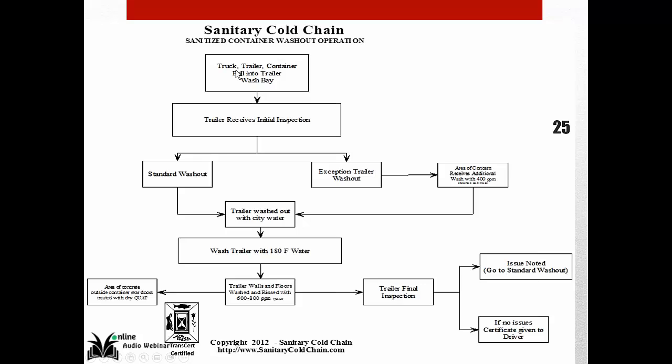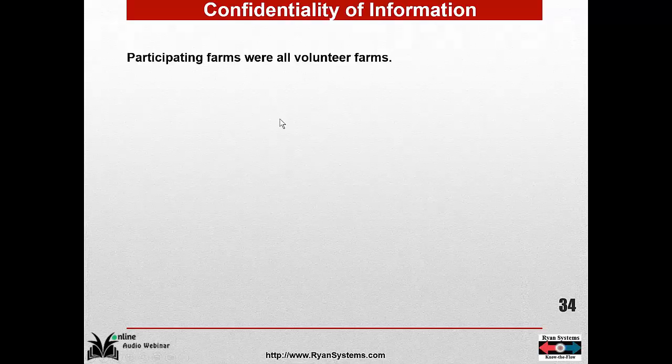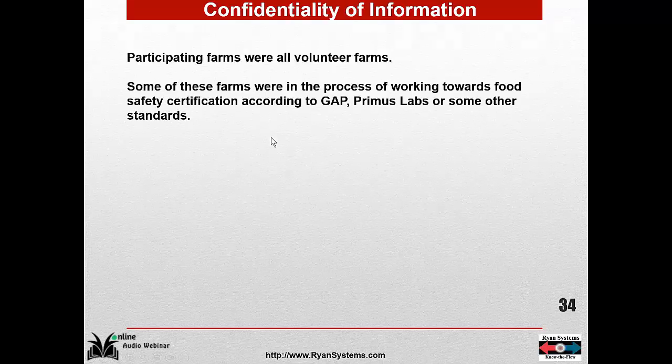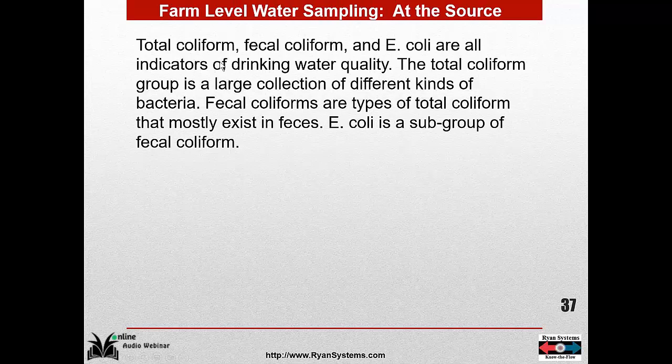This is just a quick process that we use. A truck comes into a washer bay, it gets an initial inspection. All the farms we used, 10 of them, were voluntary, and they were either working in or had their food safety certification, GAP, premise labs, or some other standards. These are all conditions, indicators of drinking water or growing water quality.